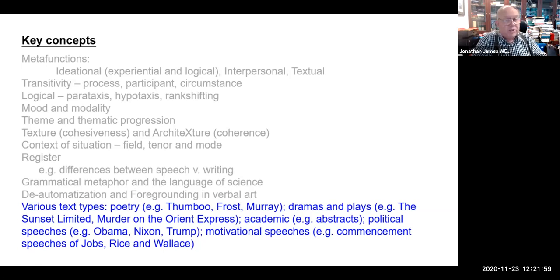Academic, political speeches, Obama, Nixon, Trump, motivational speeches, Jobs, Steve Jobs, Rice, Susan Rice, David Foster Wallace.